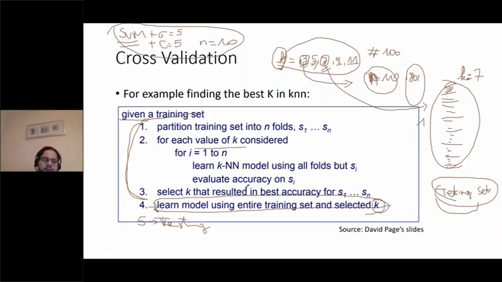Okay. Are you happy with the cross validation? Picking parameters with cross validation, hyperparameters.